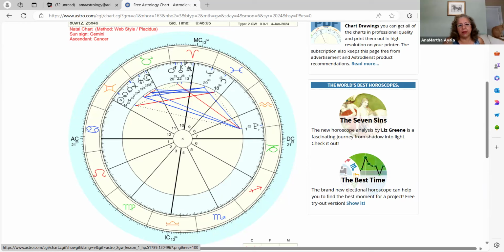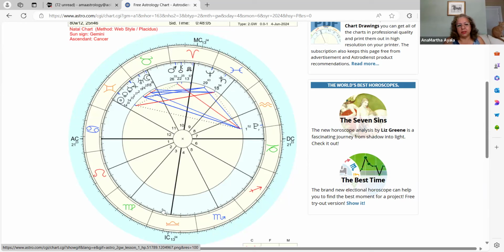This is Chiron, and this is the North Node. But this is the Sun, this is Venus, this is Mercury, this is Jupiter, this is Uranus, this is the Moon, Mars, Neptune, Saturn, and Pluto.